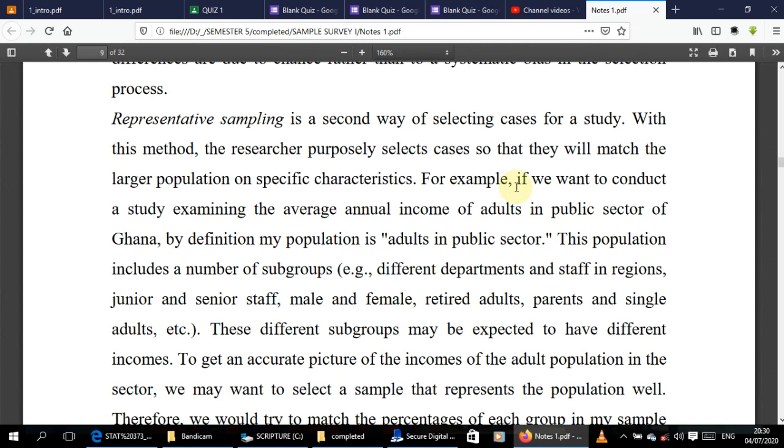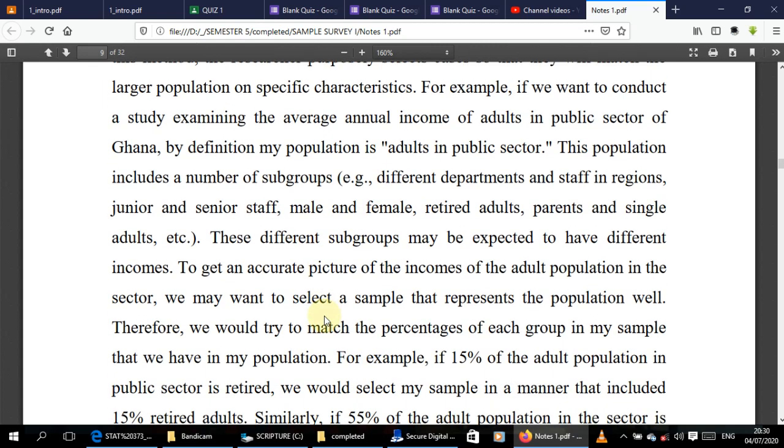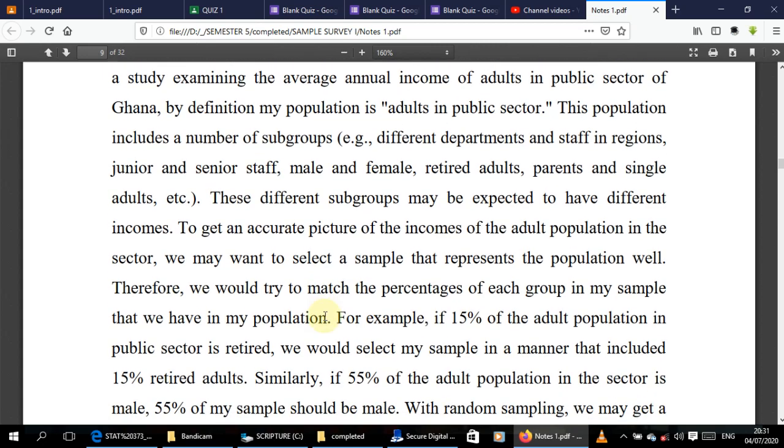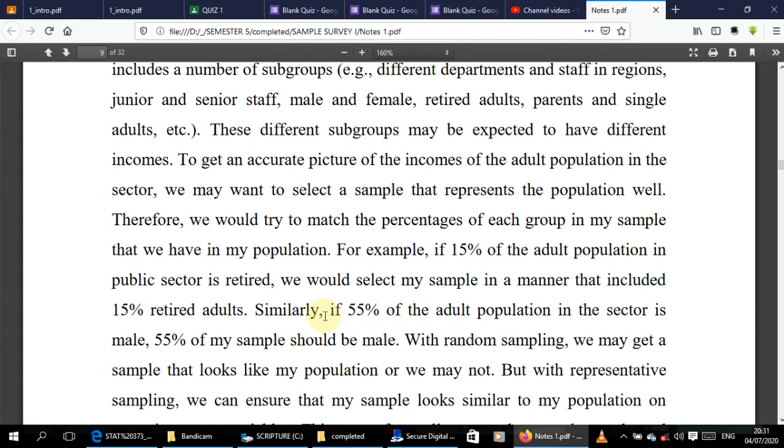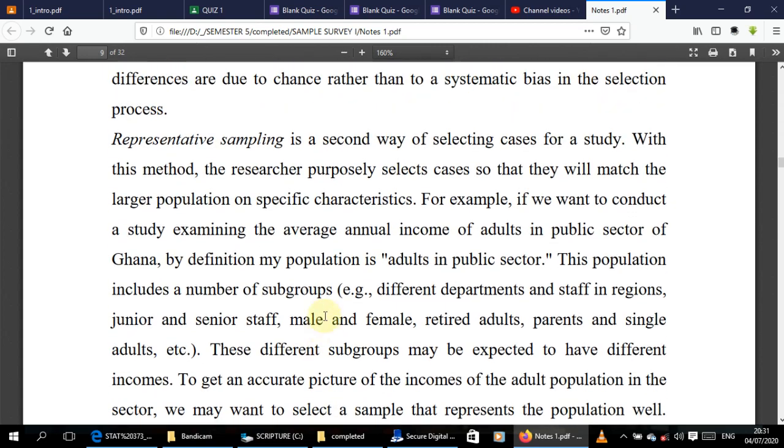So to get an accurate picture of the income of the adult population in the sector, we may want to select a sample that represents the population well. Therefore, we will try to match the percentages of each group in my sample to those in my population. This whole thing is trying to tell you that the sample you pick must be representative of the population. That means your sample should be a clear-cut picture of your population.